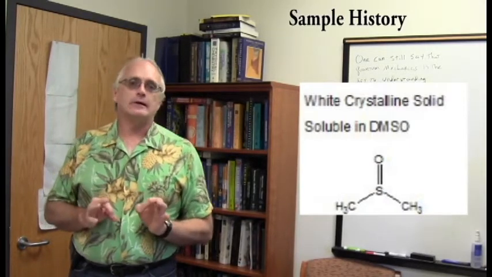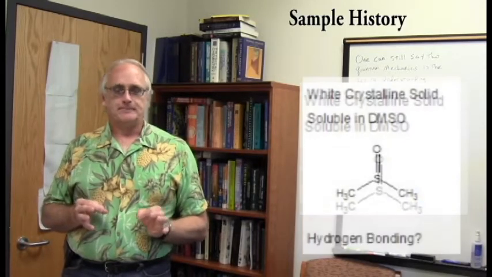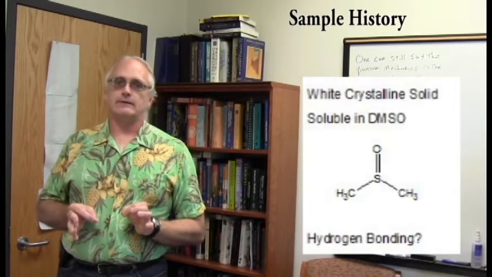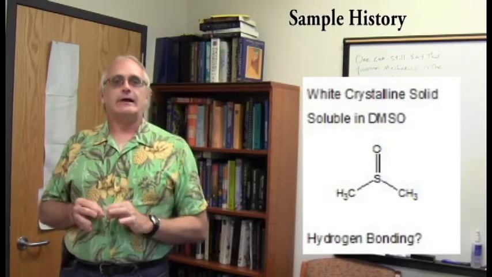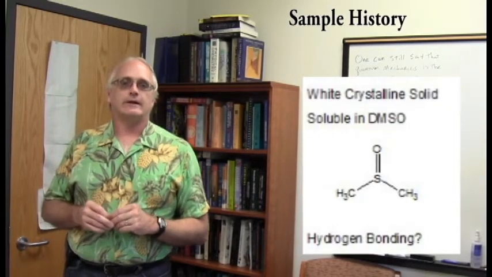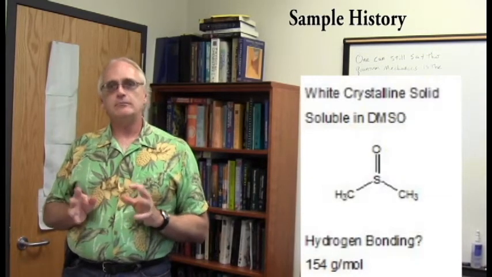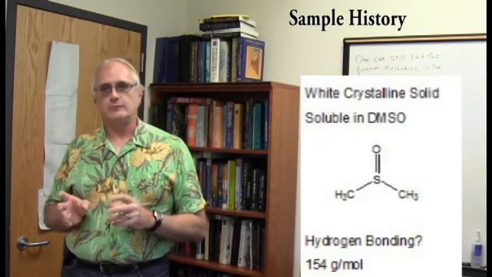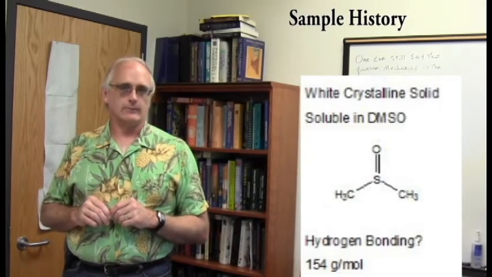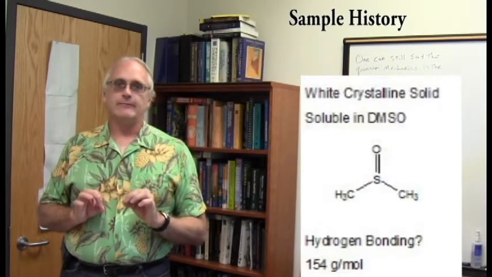We're going to be on the lookout for the potential of a substance that is a hydrogen bonder. The other bit of information we have available to us is the molecular weight, the results, let's say, of a mass spectrum analysis. The molecular weight of this compound is 154 grams per mole. It's a modest sized molecule, not super large, but not a tiny little one either. That is our sample history, and now we move on from there.